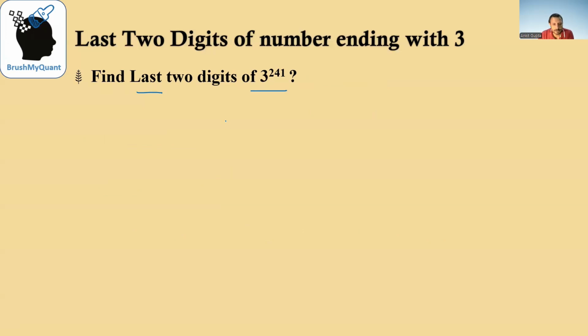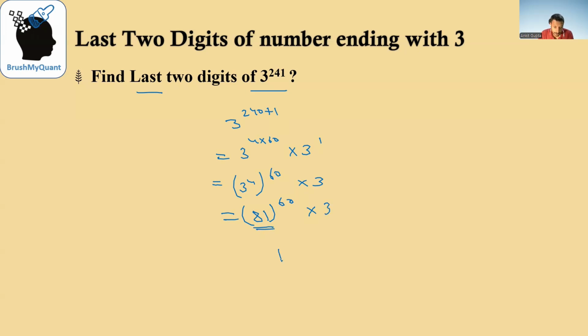So if we simplify this, it can be written as 3 raised to 240 plus 1. That means 3 raised to 4 into 60 multiplied by 3 raised to 1. This becomes 3 raised to 4 whole raised to 60 multiplied by 3. 3 raised to 4 is 81. So 81 raised to 60 multiplied by 3. Now this is a number whose units digit is 1. That means for 81 raised to 60, the units digit will be 1 itself.